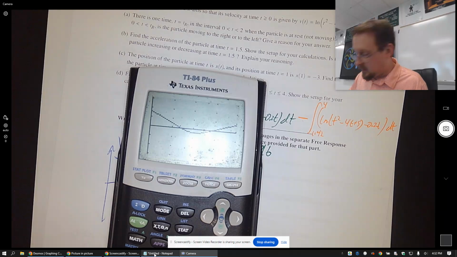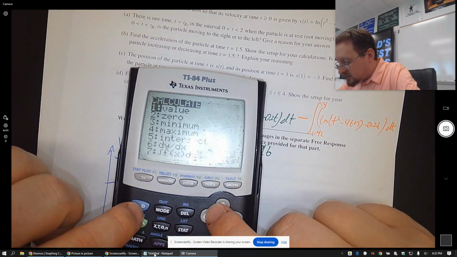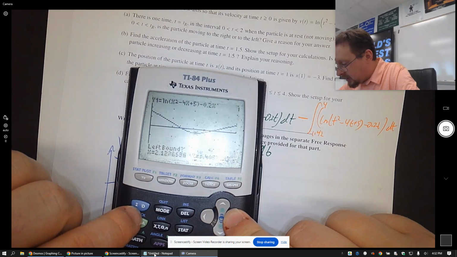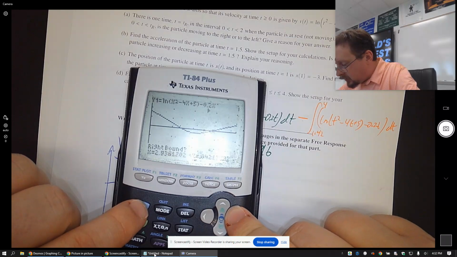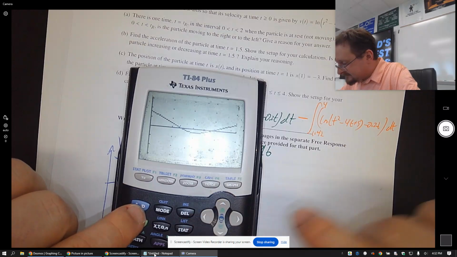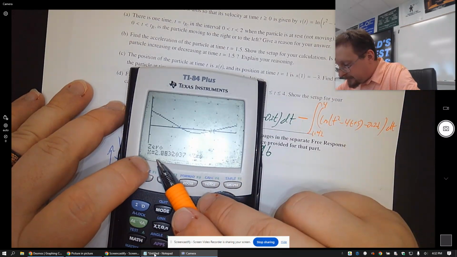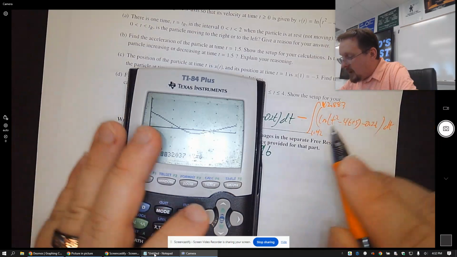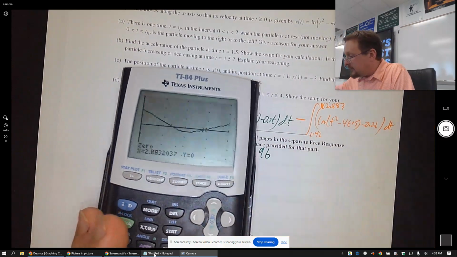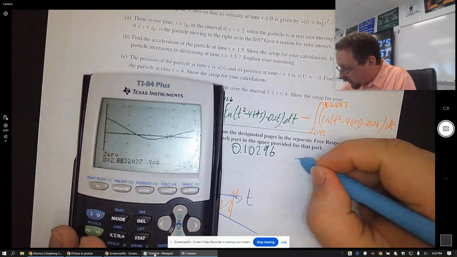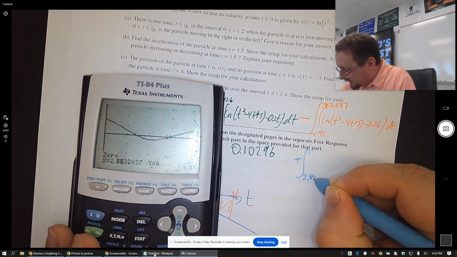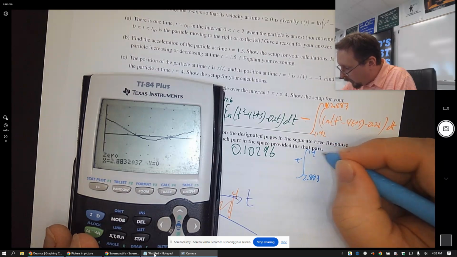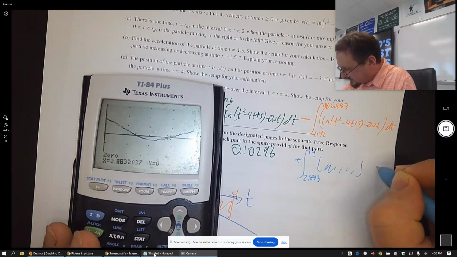Well, okay, so I have to trace, find a 0. Okay, find another 0. Okay, 2.883. 2.883. Okay, that's the negative area. Now I have to do the blue integral, 2.883 to 4 of natural log of all this dt.